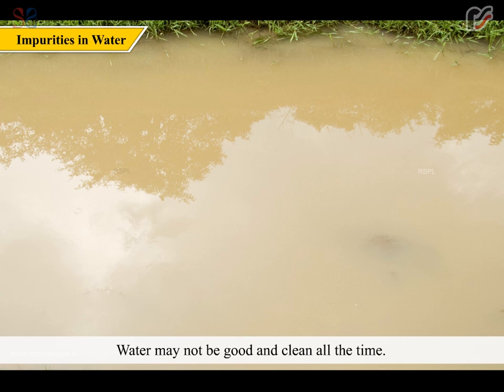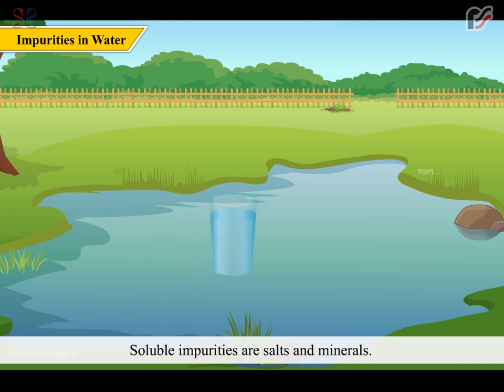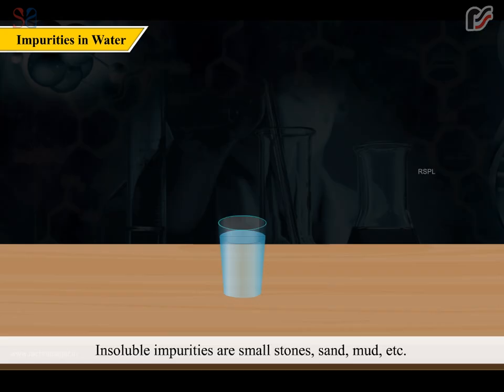Impurities in water. Water may not be good and clean all the time. It may have some impurities in it. Impurities of water can be classified into soluble and insoluble. Soluble impurities are salts and minerals. Insoluble impurities are small stones, sand, mud, etc.